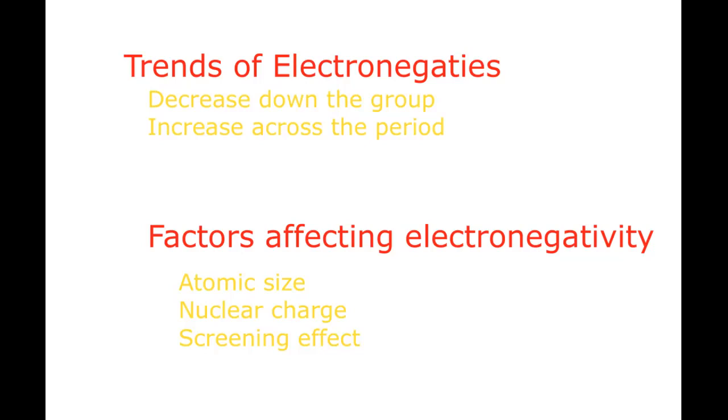Now, what are the factors affecting electronegativity? They are atomic size, nuclear charge, and screening effect. As we discussed earlier, as atomic size increases, electronegativity decreases, as was the case down the group. As nuclear charge increases, the electronegativity value increases as the nucleus is attracting the electrons more strongly. While as screening effect increases, electronegativity value decreases because if there are more screening electrons, there will be less force of attraction between the nucleus and valence electrons. So it will be more difficult for the nucleus to attract the bonding pair toward itself.